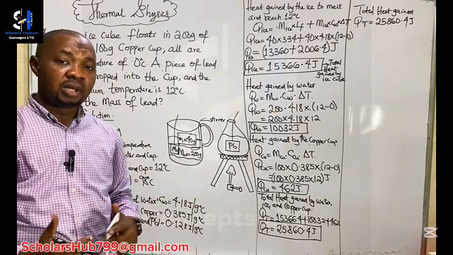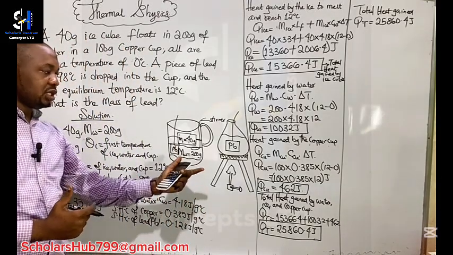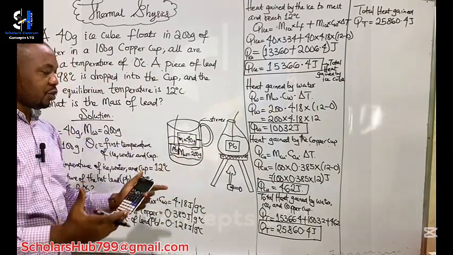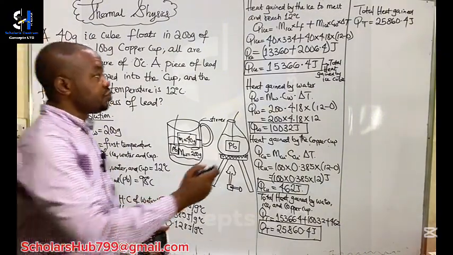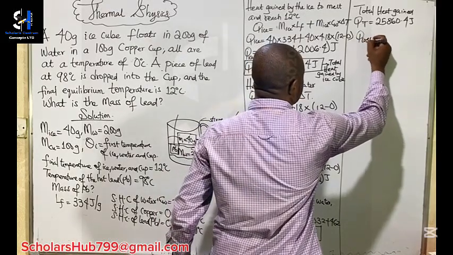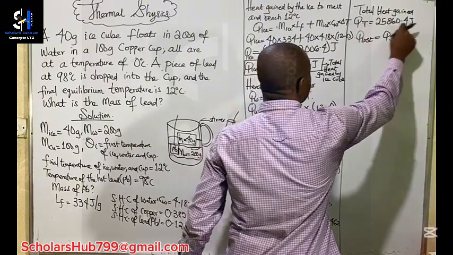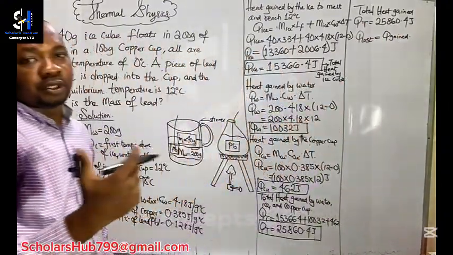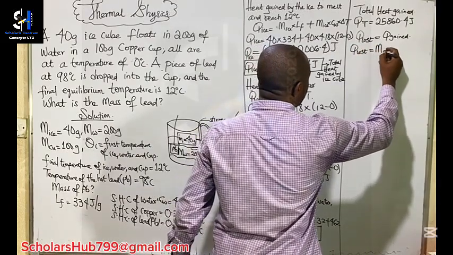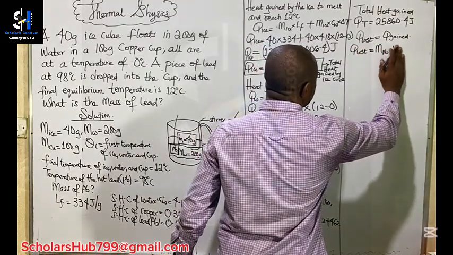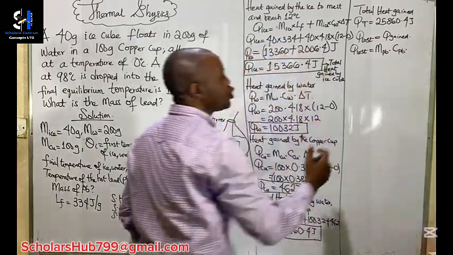Now, according to the principle of calorimetry, the heat lost by the hot substance will be equal to the heat gained by the cold substance. So the hot lead, which is transferred into the cup containing the ice and water mixture, loses heat. We know that the total heat gained is 25860.4 joules. So the heat lost will be the mass of lead multiplied by the specific heat capacity of lead, then multiplied by the temperature difference.